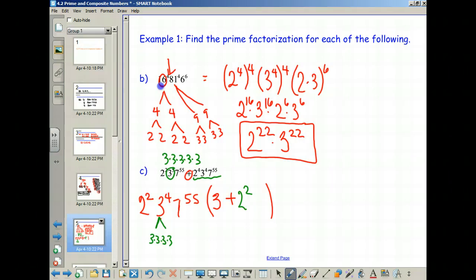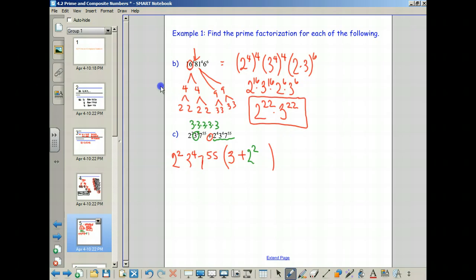Okay, so take this then. So this is 2 squared, 3 to the 4th, 7 to the 55th, 3 plus what? 4. What is 3 plus 4? 7. So this is 2 squared, 3 to the 4th, and 7 to the what? 56. Add 55 to go, now I have 1 more when I got my factoring. So I have 56 of them now.